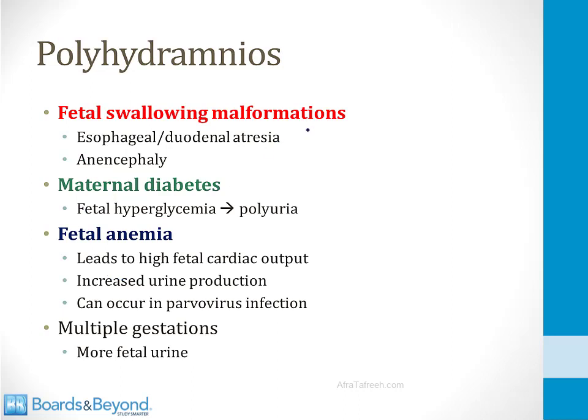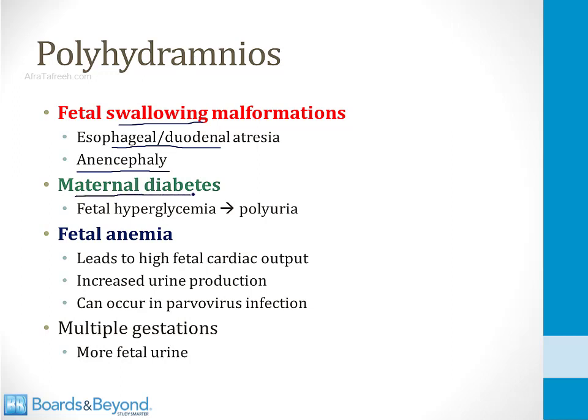Now let's talk about polyhydramnios. So as I said before, anytime there is a fetal swallowing problem, this can lead to polyhydramnios. So for example, babies that have esophageal or duodenal atresia do not have a fully formed GI tract, and therefore they will have difficulty swallowing the amniotic fluid. Also, babies who have anencephaly, which is a central nervous system disorder, can lack the neurologic function to swallow the amniotic fluid, and they can develop polyhydramnios.